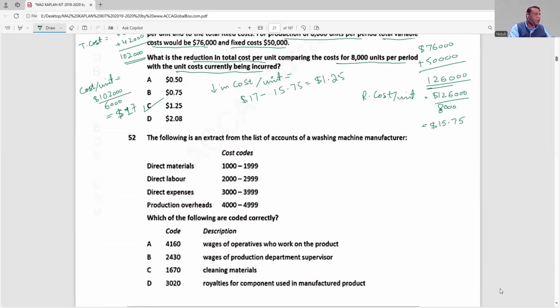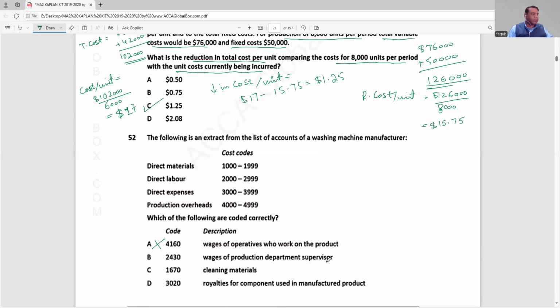Then he says the following is an extract from the list of accounts from a washing manufacturer, which of the following are coded correctly. So wages of operative who work on the product. Operative means what? Operative means direct workers, and direct workers are the ones who are directly related with the activity level. So direct labor falls in between 2,000 to 2,999, and here he is giving the code of 4160. So that's why it is incorrect.